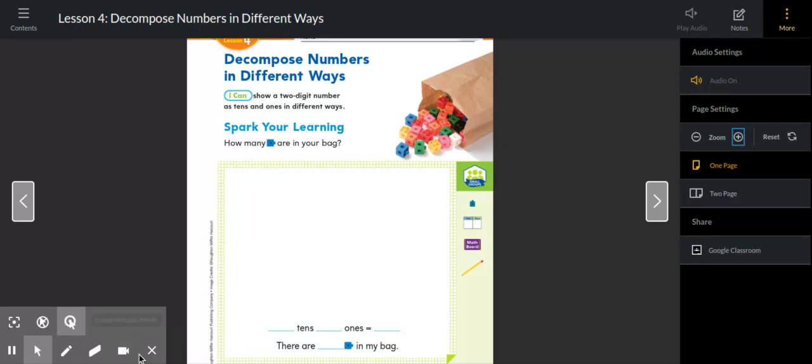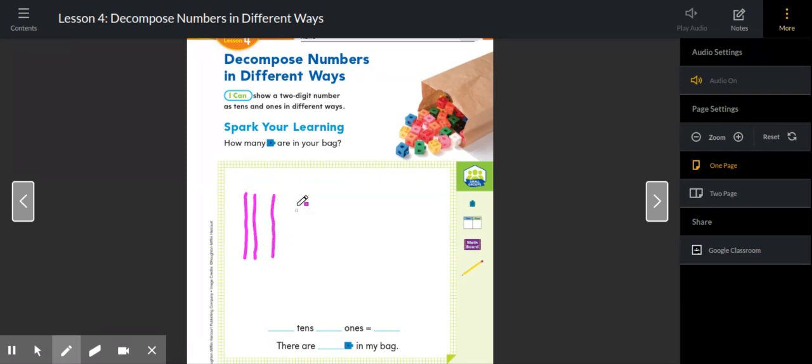I'm going to pretend right now that I have 68 Cheerios. And if I were to put those in rows, I would have 6 rows of 10 for 60, right? 10, 20, 30, 40, 50, 60, and then I would have 8 cubes left over.